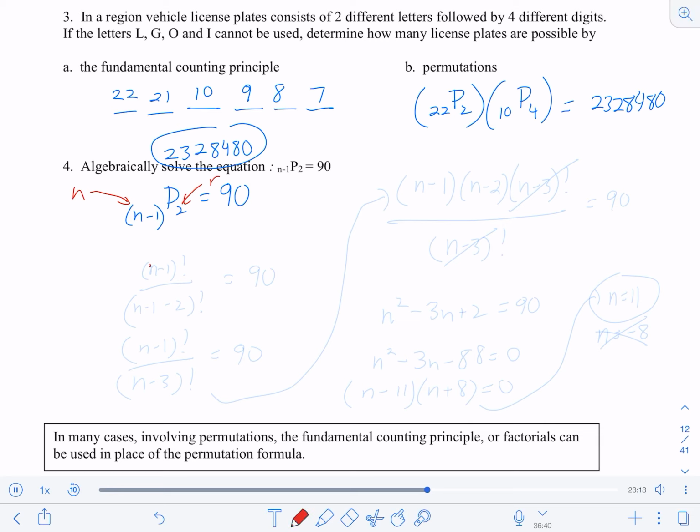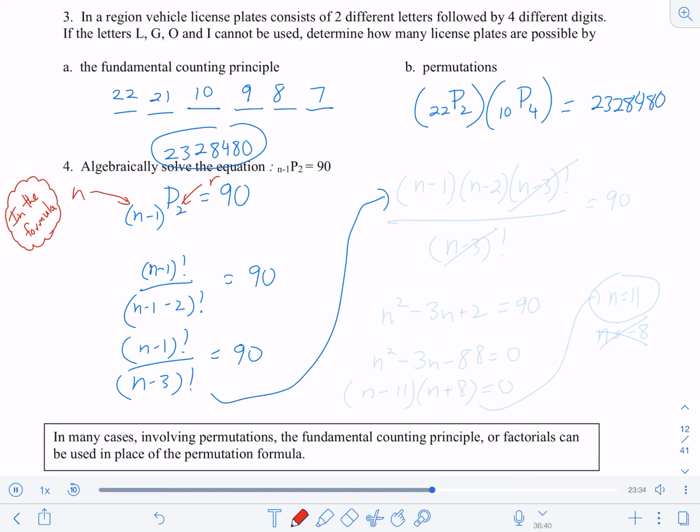So I'm going to write my formula like this, n minus 1 factorial, and then n minus 1 minus 2 factorial is equal to 90. So that means n minus 1 factorial over n minus 3 factorial is 90. Take our work up here. n minus 1 is bigger, so I'm going to expand that one. n minus 1, n minus 2, n minus 3. There it is, so I'll write the factorial. And that's equal to 90.